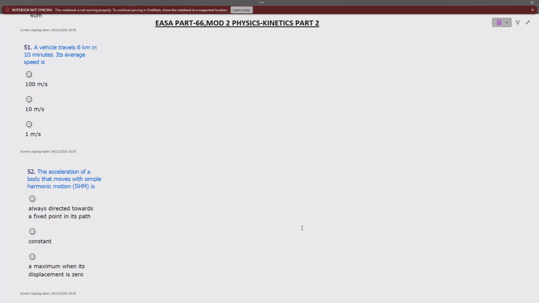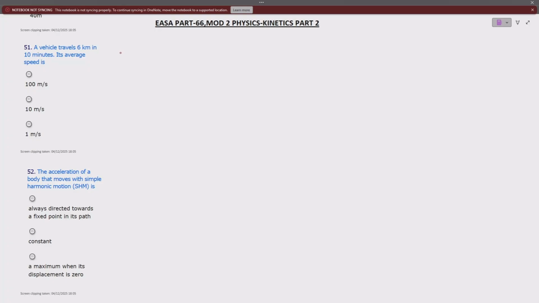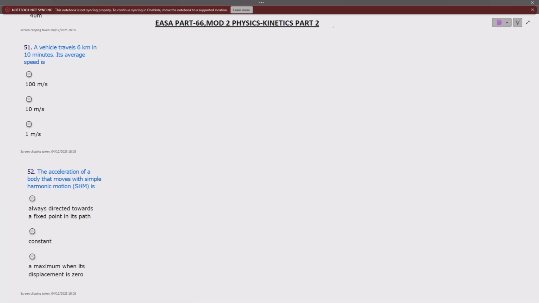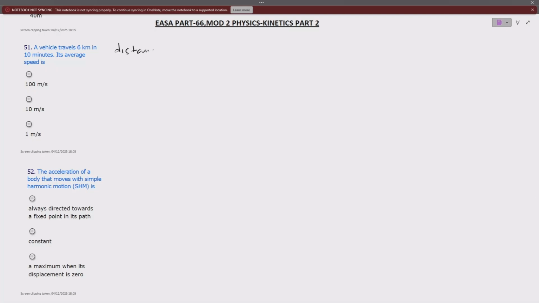Question 51 says a vehicle travels 6 kilometers in 10 minutes. Its average speed is. So you have been given the distance, you have been given the time. Average speed equals distance over time. So your distance equals 6 kilometers, and the time t equals 10 minutes.